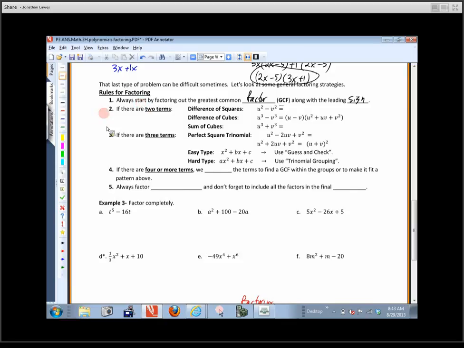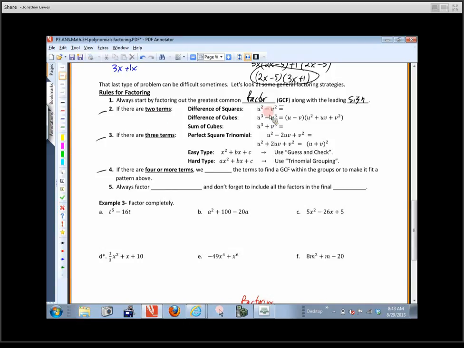The next thing you do is actually look at step 2, 3, and 4. You count the number of terms, and step 2 is for 2 terms, step 3 is for 3 terms, and step 4 is for 4 terms, okay? So if you have 4 terms, you skip steps 2 and 3. Go right to step 4, okay? But if it does have 2 terms, there are only 3 ways that we're going to factor 2 terms.